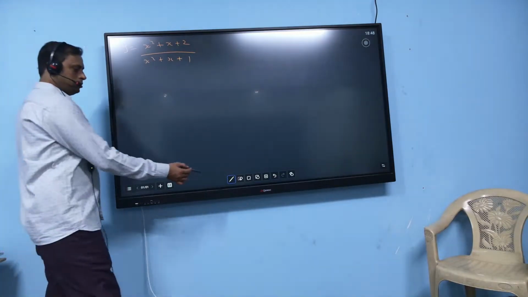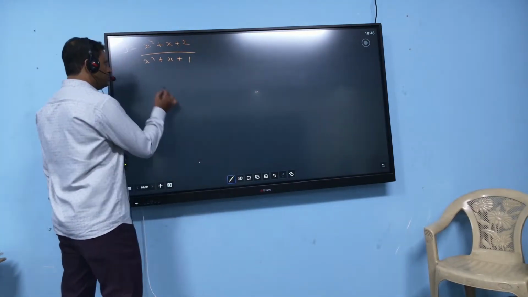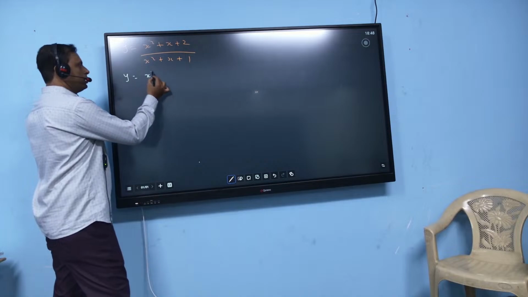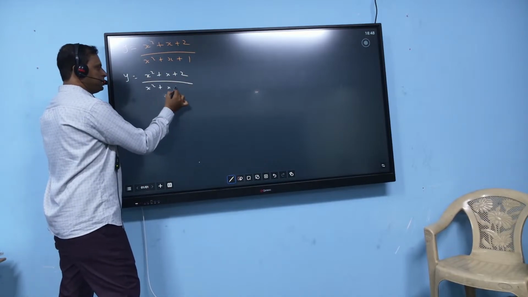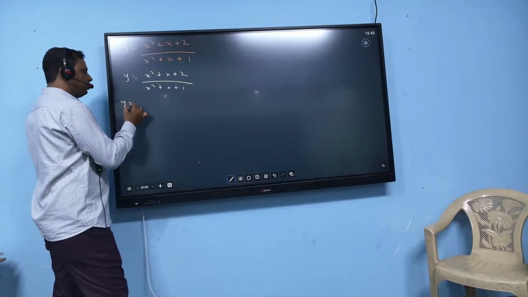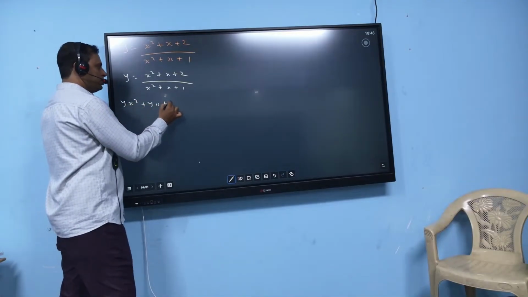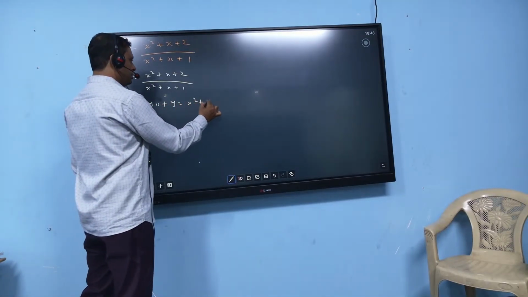What to do? Take y is equal to (x square plus x plus 2) divided by (x square plus x plus 1). Cross multiply directly: yx square plus yx plus y is equal to x square plus x plus 2.